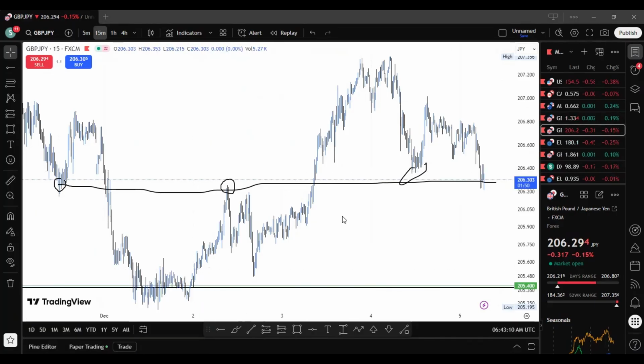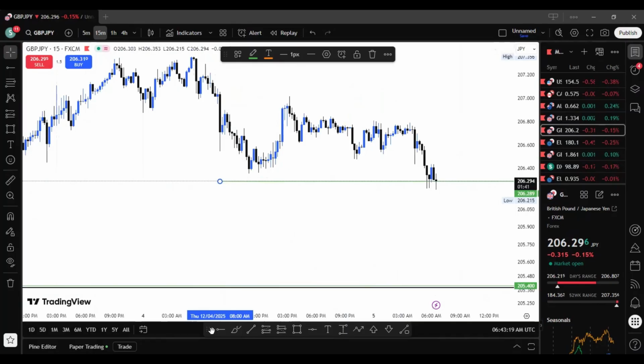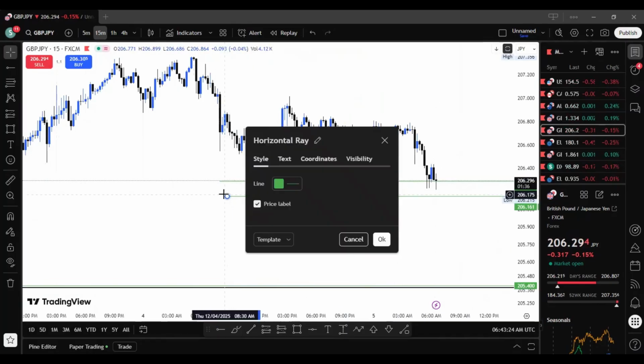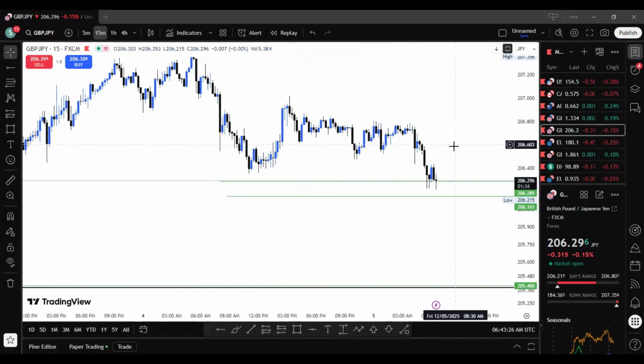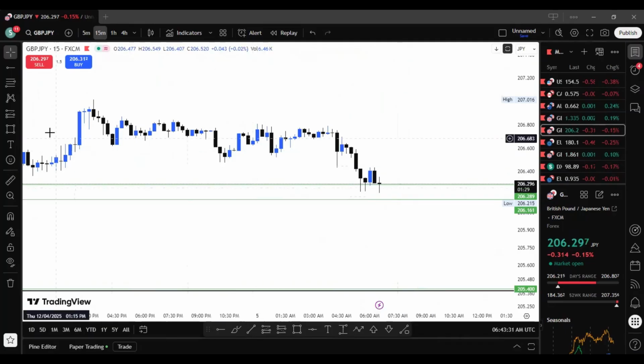So I'll draw a new support zone at this particular point here. Then I will draw another one at this particular point. Then I will look for a confirmation, and it appears the market is trying to give me a confirmation at this particular point. You see this candlestick is a hammer candlestick, another hammer, the blue candle formed.